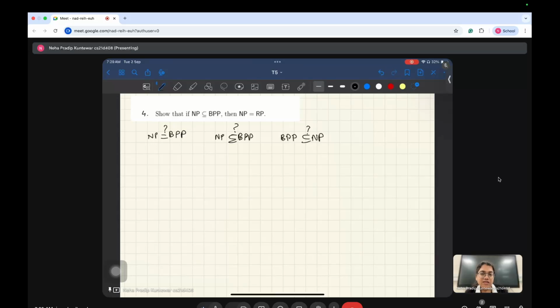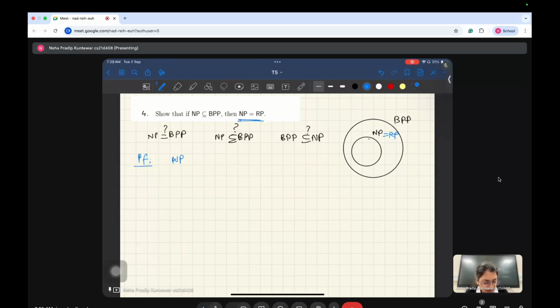What the question says is, let's say we knew that, so we have our BPP here, that NP was contained inside BPP, and we know that RP is contained inside BPP, which is something we saw. Then what it really leads to is that RP is equal to NP. So how do we show that? What is the proof idea? We want to show that NP is equal to RP.